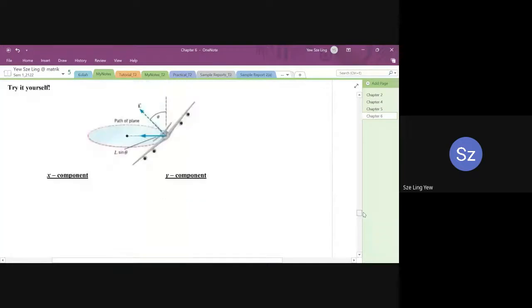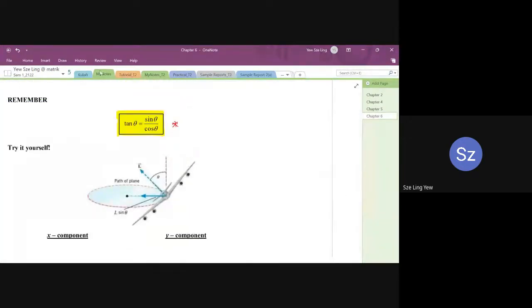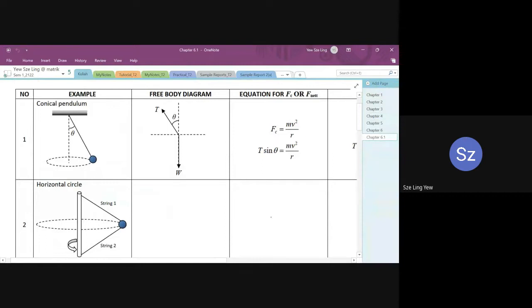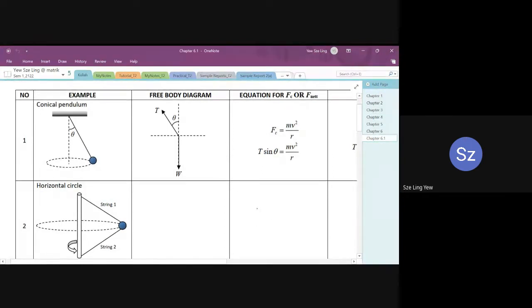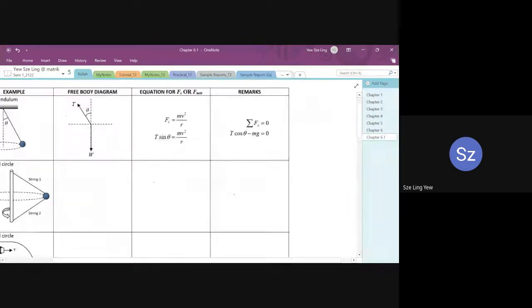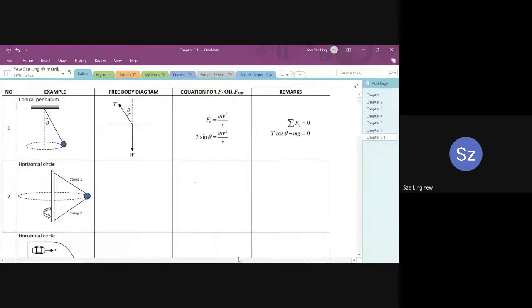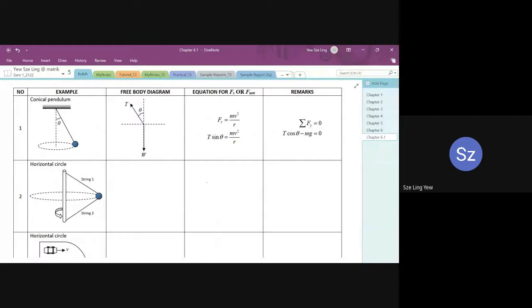Okay, so that marks the end of chapter 6. So that is the end of 1 hour. For these questions, I will just do a free body diagram with you, and then you complete the rest.